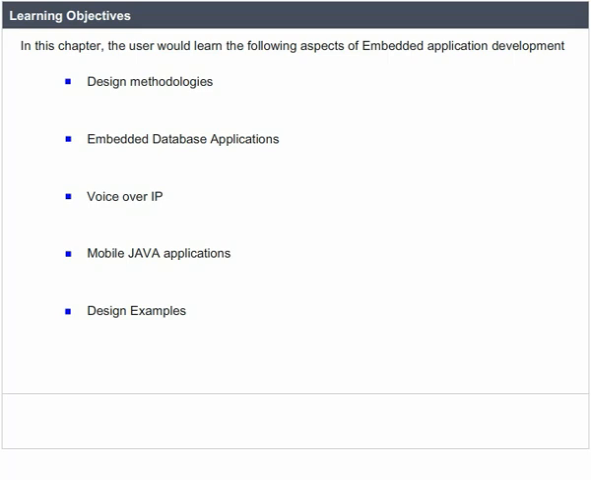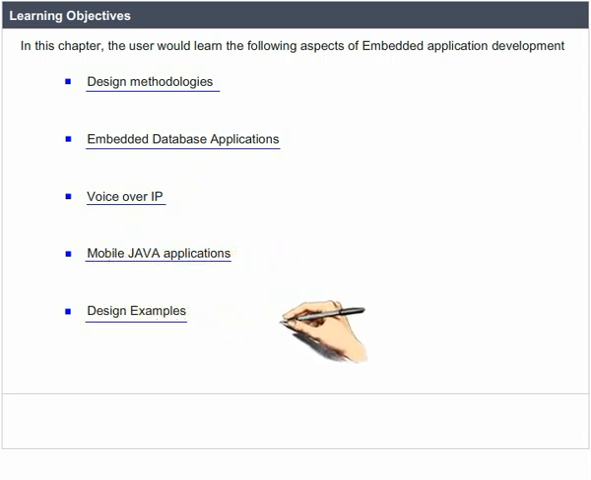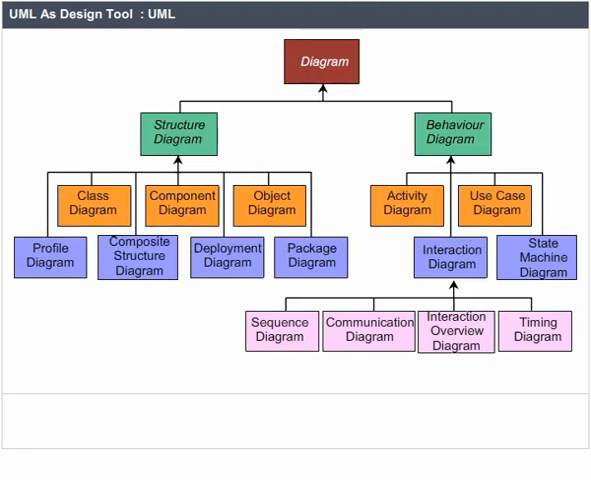Embedded application development. Learning objectives. In this chapter, the user would learn the following aspects of embedded application development: design methodologies, embedded database applications, voice over IP, mobile Java applications, design examples. UML as design tool.